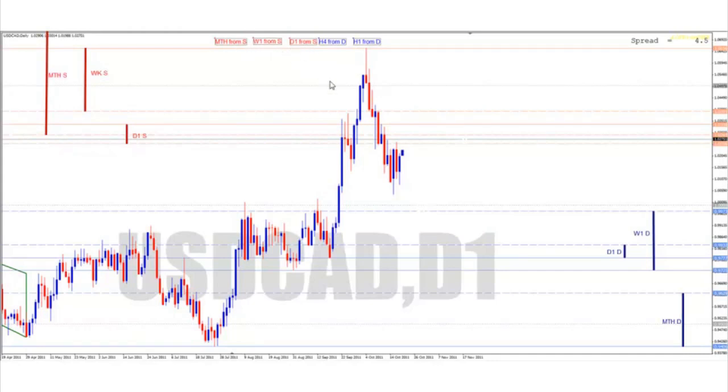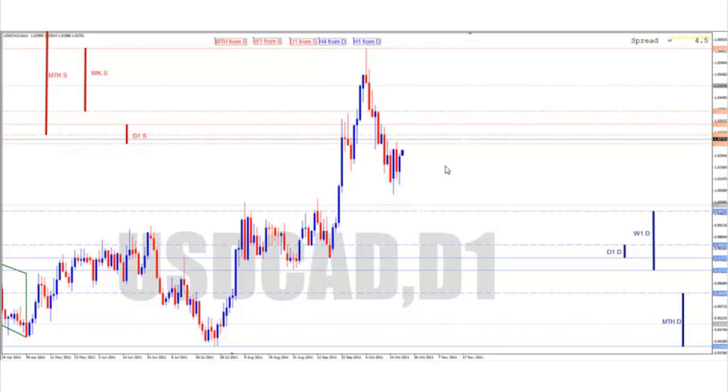So what we have up here is monthly supply, weekly supply, daily supply. They're all red, so we're all looking for shorts on all of these. Now, we're looking for shorts down to demand. There's our daily demand, our weekly demand is here. Here's our monthly demand down here. We'll zoom in on the price action here as we go.